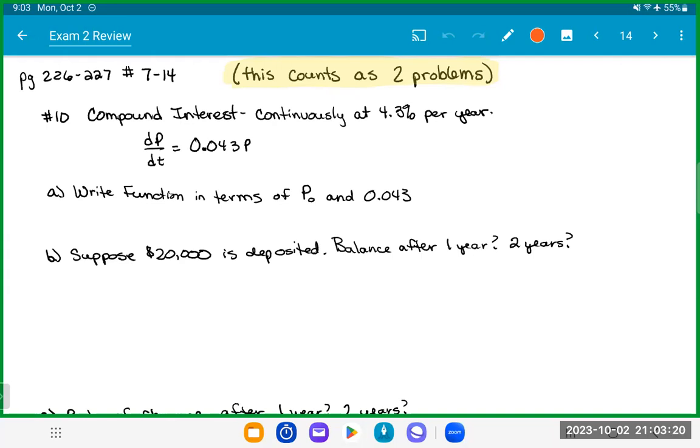And so this would give me, again, we're at theorem 8. This is like theorem 8. And this is P of t is equal to our P naught e to the rt. So P naught, we don't know what that value is right now. So that would just still stay there. And then we'd have raised to the 0.043 t, because we do know what our k value is, right? So this here is my k.